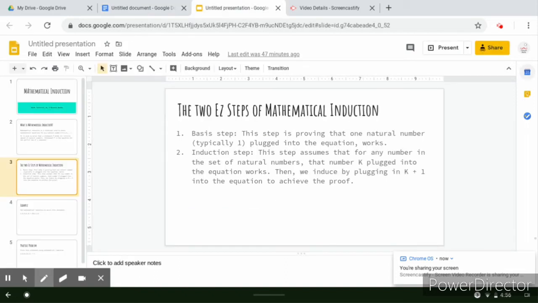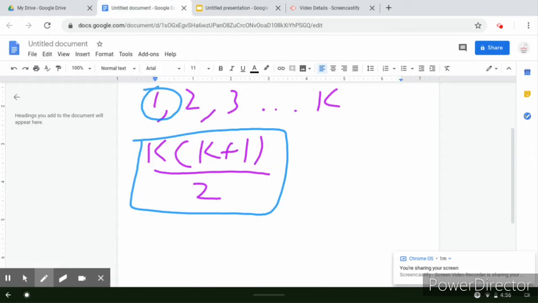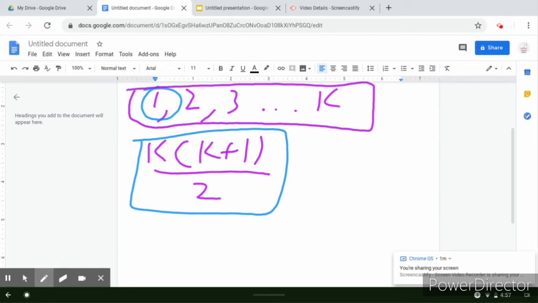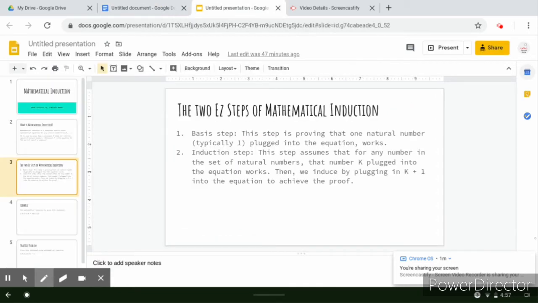Now for the second step. In this step, you want to prove that not just one number works for statement P, but any number works for statement P. So we want to assume that this whole sequence, all the way up to k, actually equals statement P. After you assume that, you want to plug k plus 1 into statement P in order to achieve the proof.